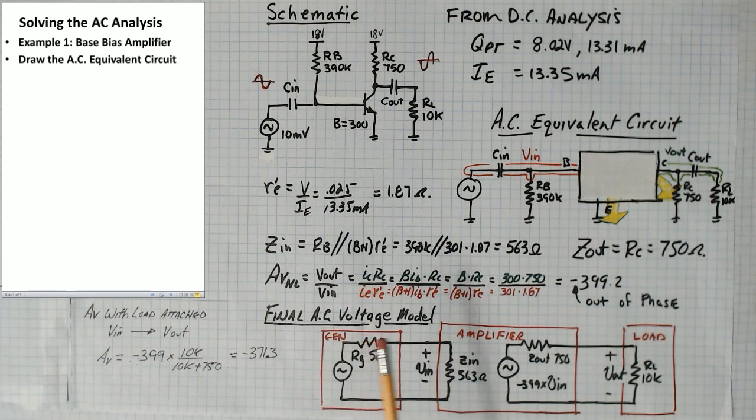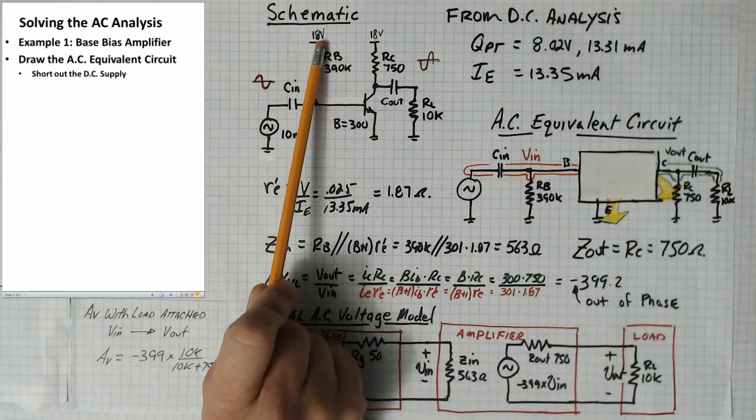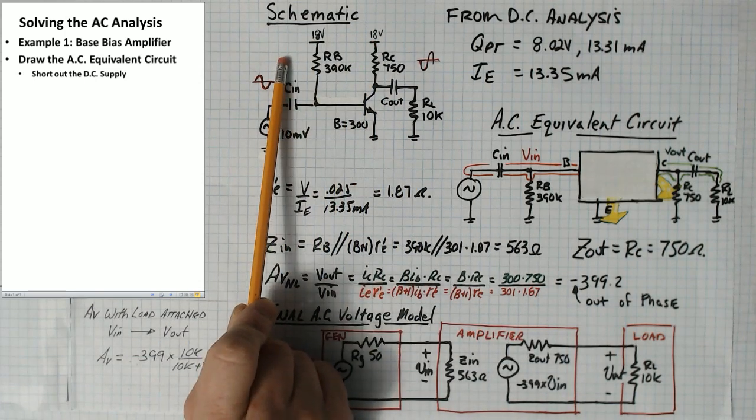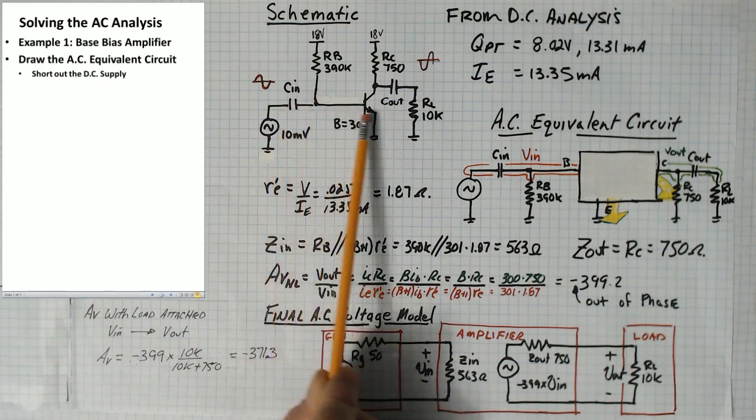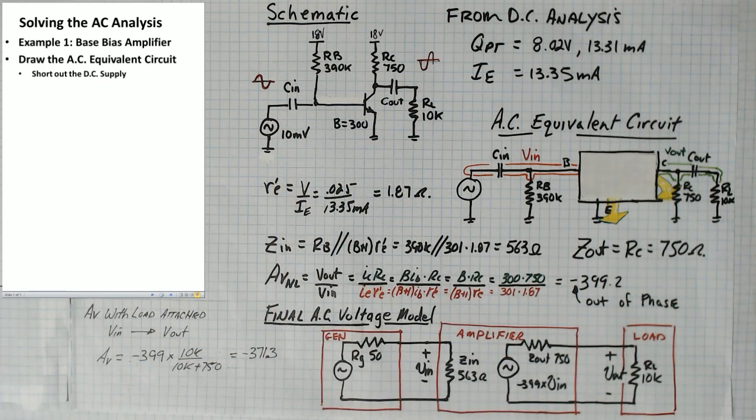So you start off by shorting out the DC supply. The 18 volt supply here, we short that to ground. We still have an AC signal in and an AC voltage out, but if we short this to ground, we're going to pull out the effects of just the AC. When you've shorted that out, you transfer the parts over one by one from the schematic into the AC equivalent circuit.